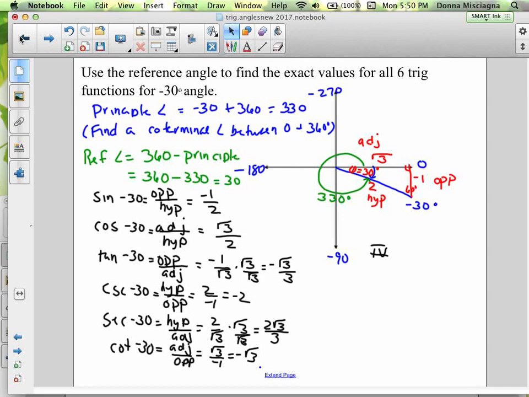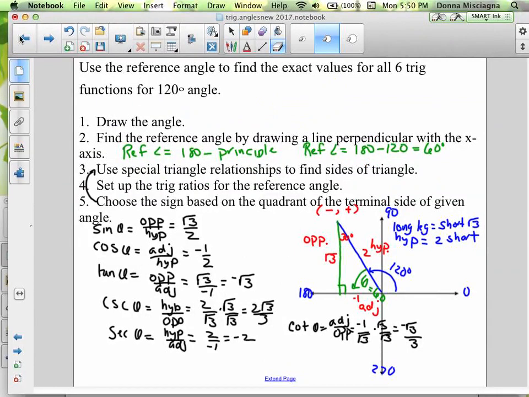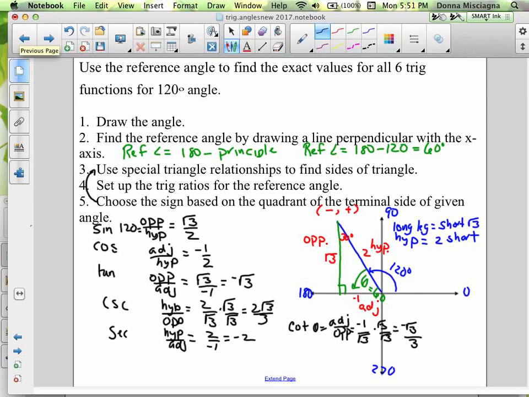And so technically, back over here, I shouldn't have put just theta. I was being a little lazy. So let's change that. You can just put the number above it. So technically, this is sine 120, cosine 120, tangent 120, cosecant 120, and secant 120, and cotangent 120.